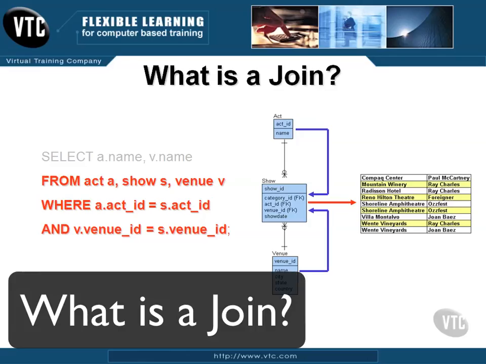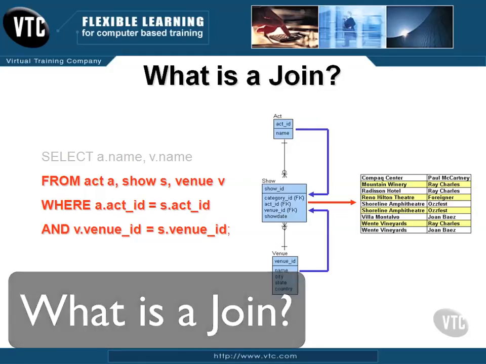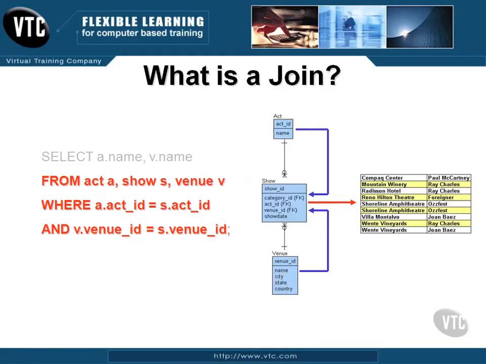What is a join? Well, quite simply put, a join is a process where you take two data sources, such as two tables. In this case, we're looking at the act table and the show table, and actually three tables in this case, the venue table, to join information from three sources of information into a single result set.